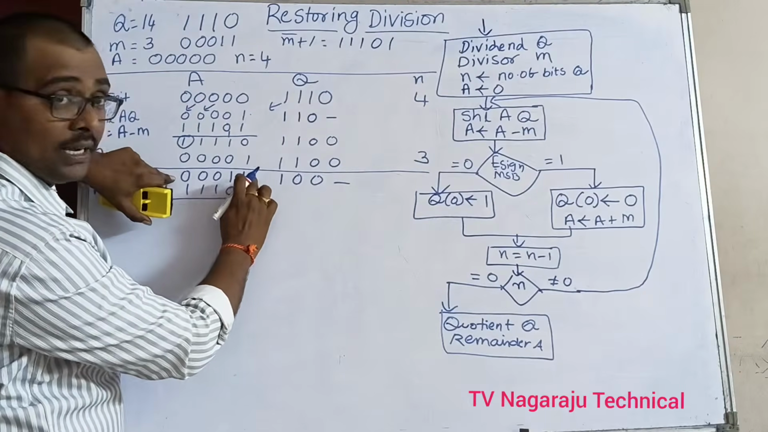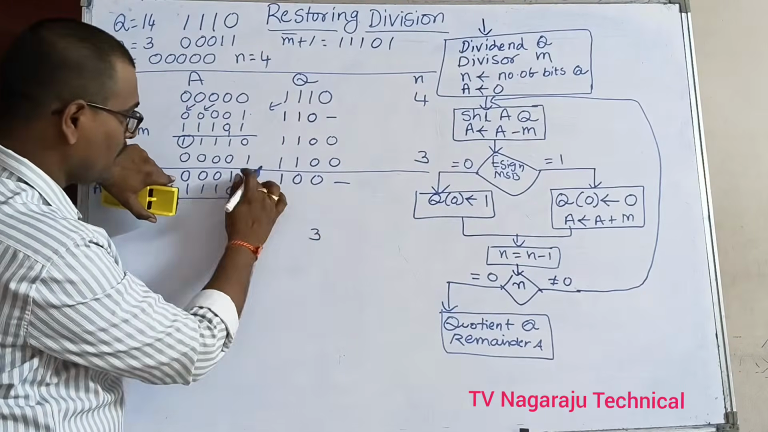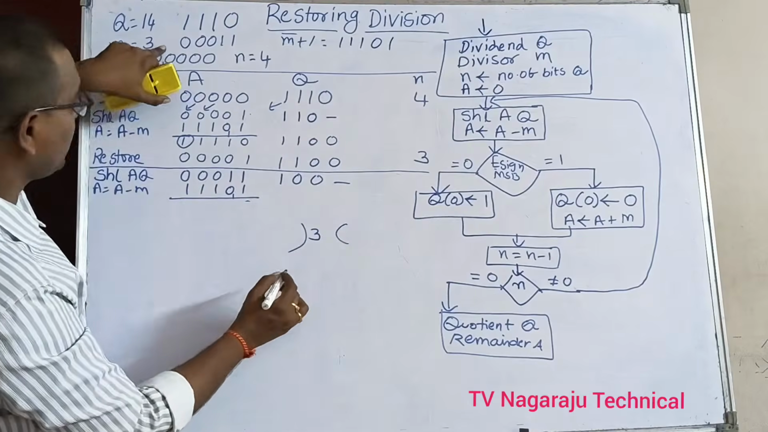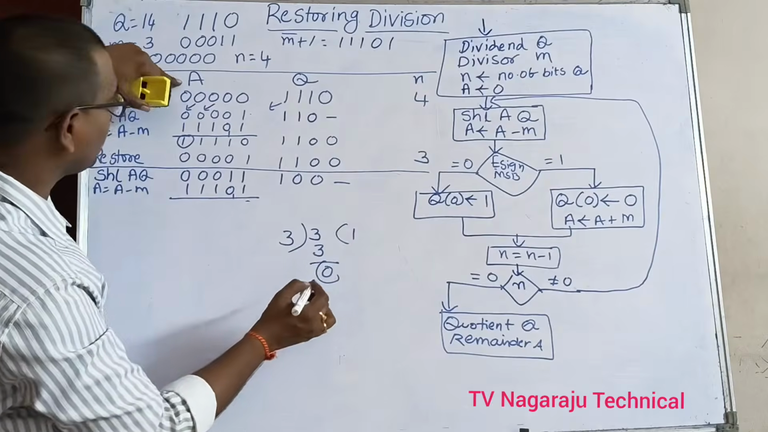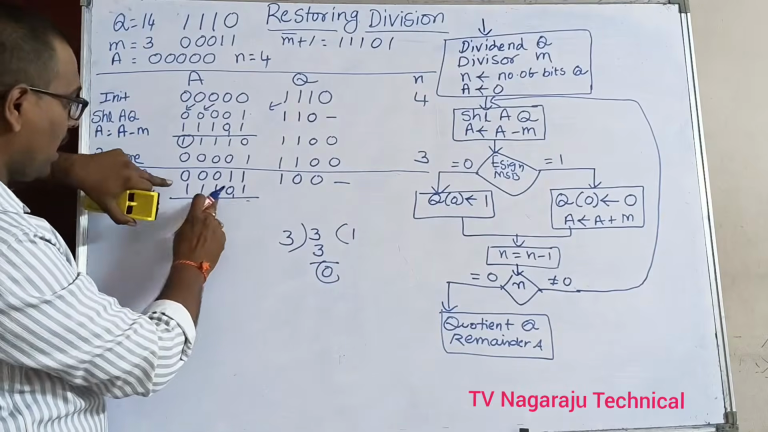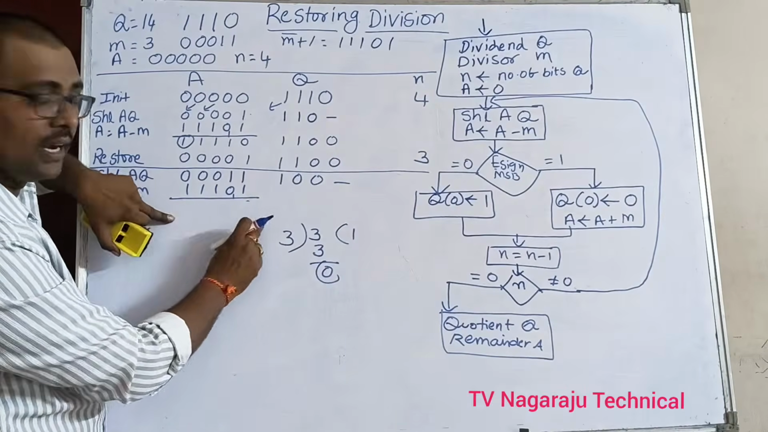Simply, what is my dividend? My dividend 1 in the sense 3. What is my divisor? 3. 3 1s are 3. The remainder is 0. Generally A stores the remainder. By doing this operation, you are getting all zeros.